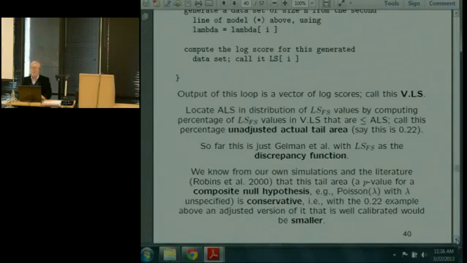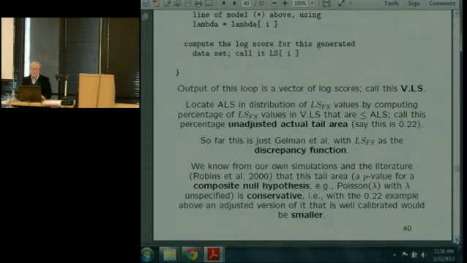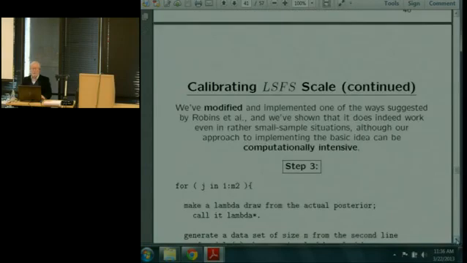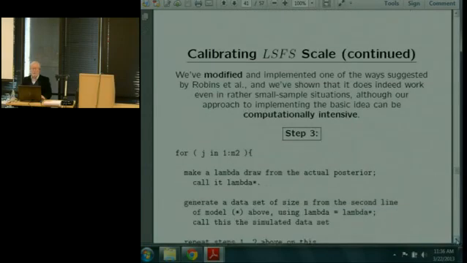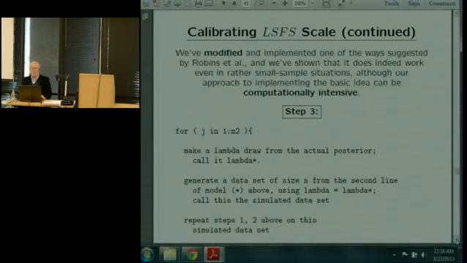In other words, with the 0.22 example I just mentioned, an adjusted version of it that's well calibrated would be smaller. So we can't stop here yet. We have to do something to make it right. And so we have modified and implemented, Milovan and I, one of the ways suggested by Jamie Robbins, and we've shown that it does indeed work even in rather small samples.